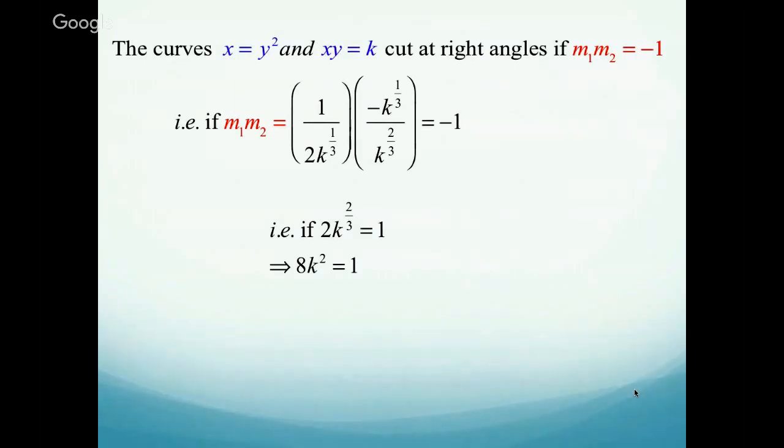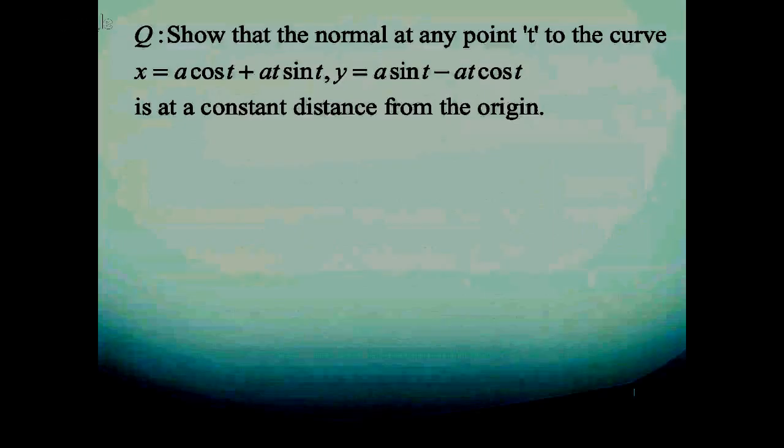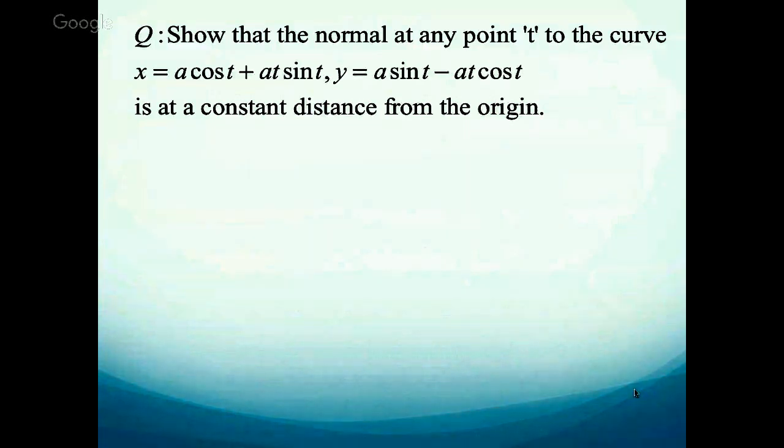All right, let's see what we have next. Great, another miscellaneous style of question, which kind of rounds up the topic with something different. At least it sounds different when you read it for the first time. So here it says, show that the normal at any point t to the curve x is equal to a cos t plus a t sin t and y is equal to a sin t minus a t cos t is at a constant distance from the origin.